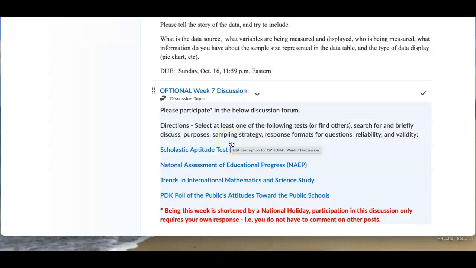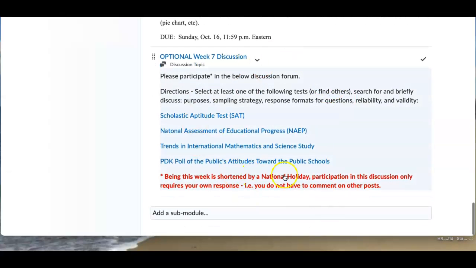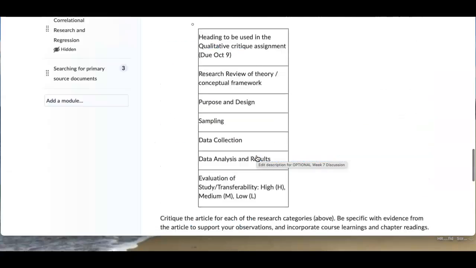There is an optional discussion, but being that this is a shortened week, I really don't encourage it. If you want to post something to the discussion forum, you can, but that's not a requirement. I know there's enough work. We have a paper due tonight or tomorrow night, and then what I consider a very simple assignment due next Sunday, which is the visual display one. So you can do this, but only if you really want to do it. This is optional.